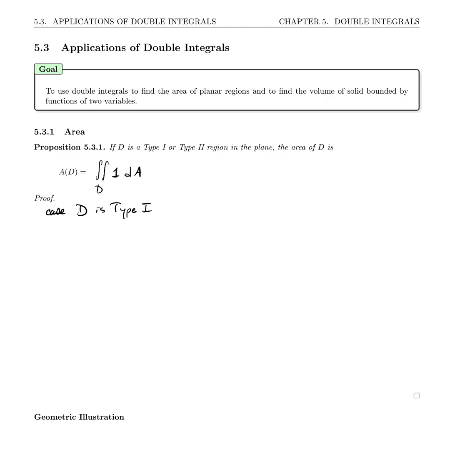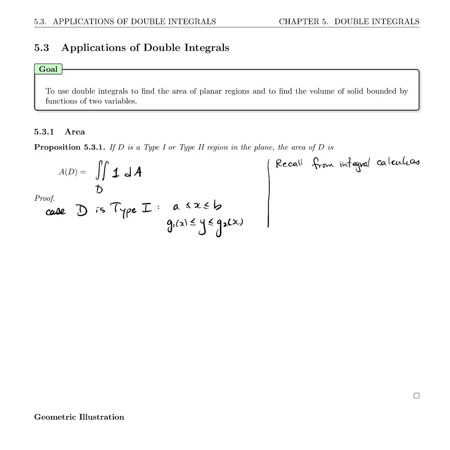So if D is type 1, let's let a be less than or equal to x be less than or equal to b, and g1 of x be less than or equal to y less than or equal to g2 of x. And before we go any further in the proof, let's just recall from calculus 2, from integral calculus, the calculus of a function of a single variable.